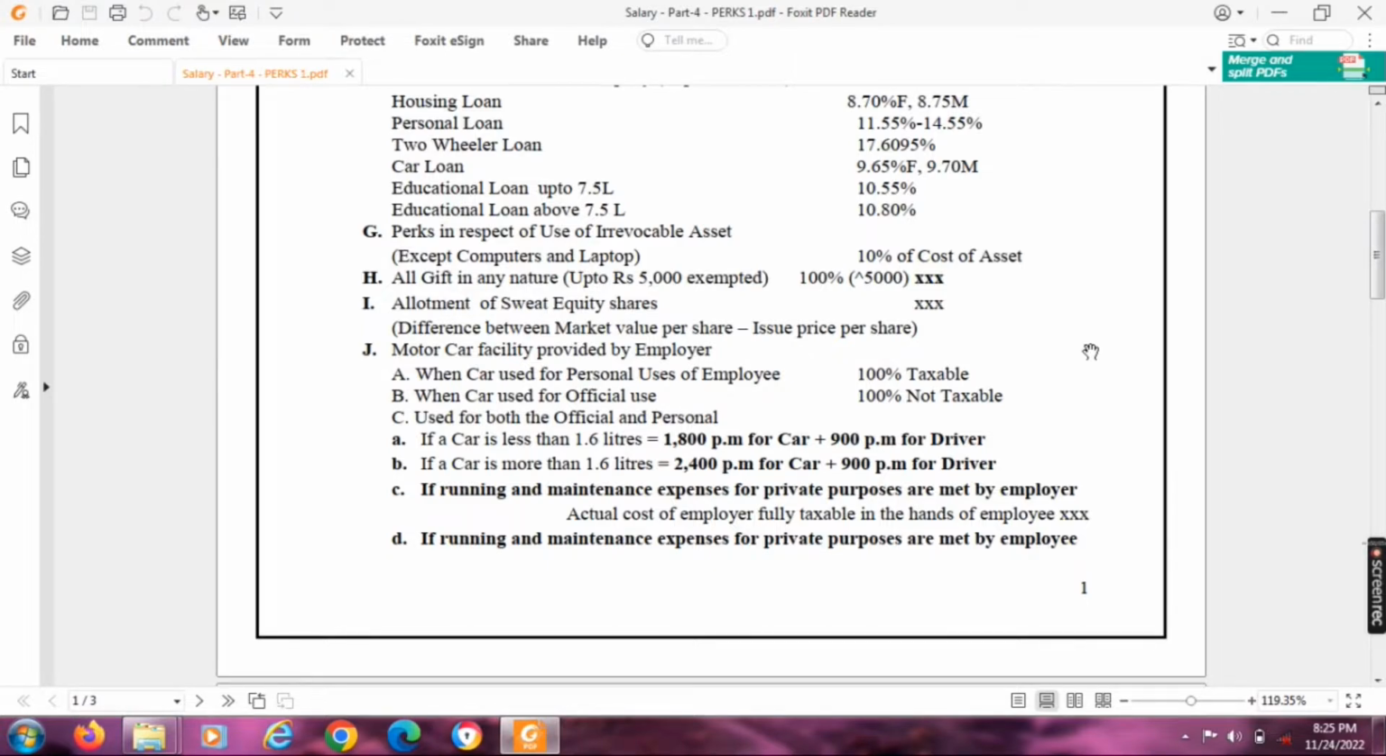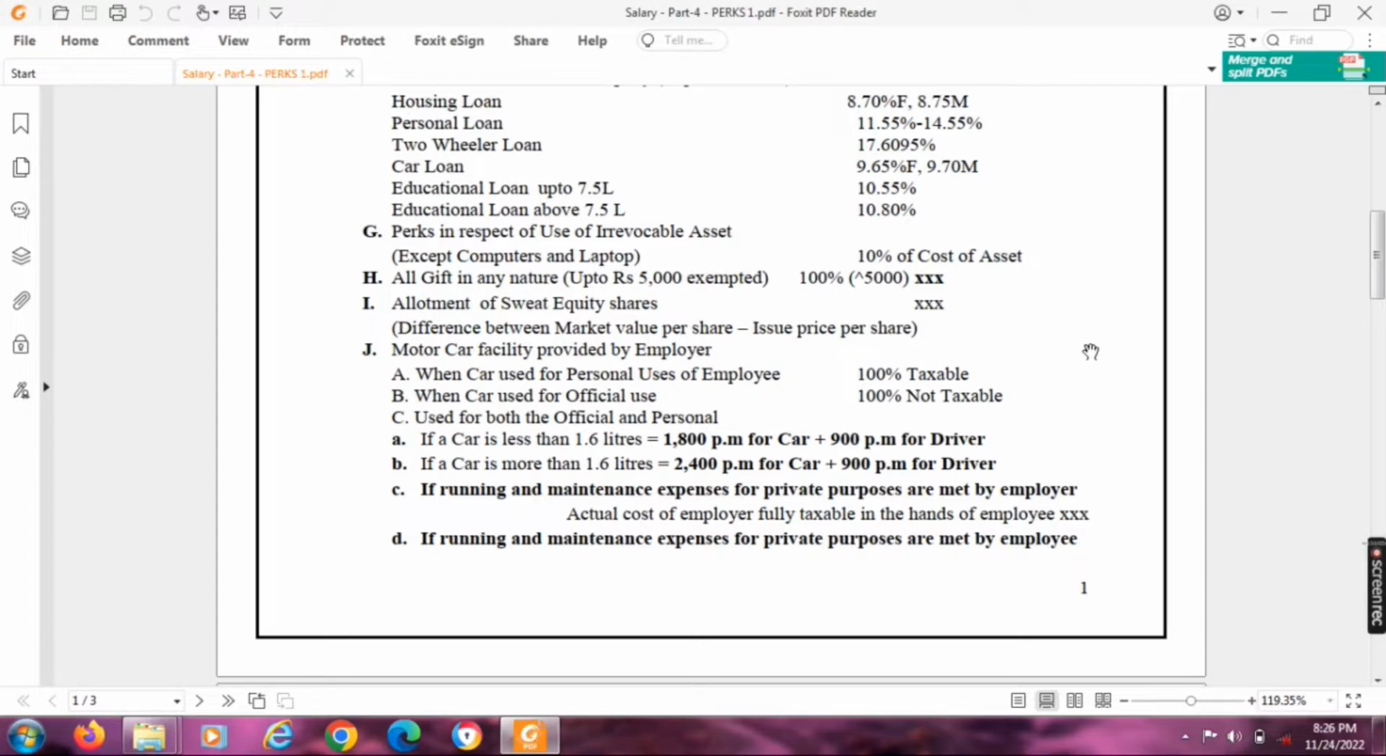Next one, motor car facility provided by the employer. Case A, when car is used for personal uses of employee, 100% taxable. When car used for official uses, 100% exempted, not taxable. If car used for both the official and personal use, if a car is less than 1.6 liter capacity, 1,800 per month for car plus 900 per month for driver was taxable in the hands of employee.